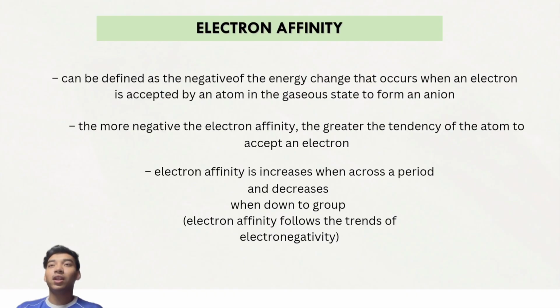The more negative the electron affinity, the greater the tendency of the atom to accept an electron. Electron affinity increases across a period and decreases down a group. Electron affinity follows the trend of electronegativity.